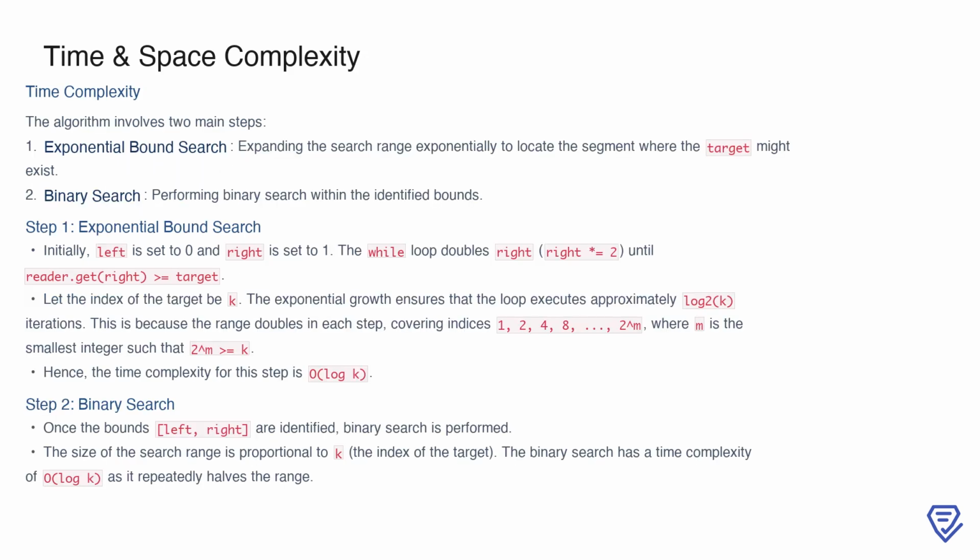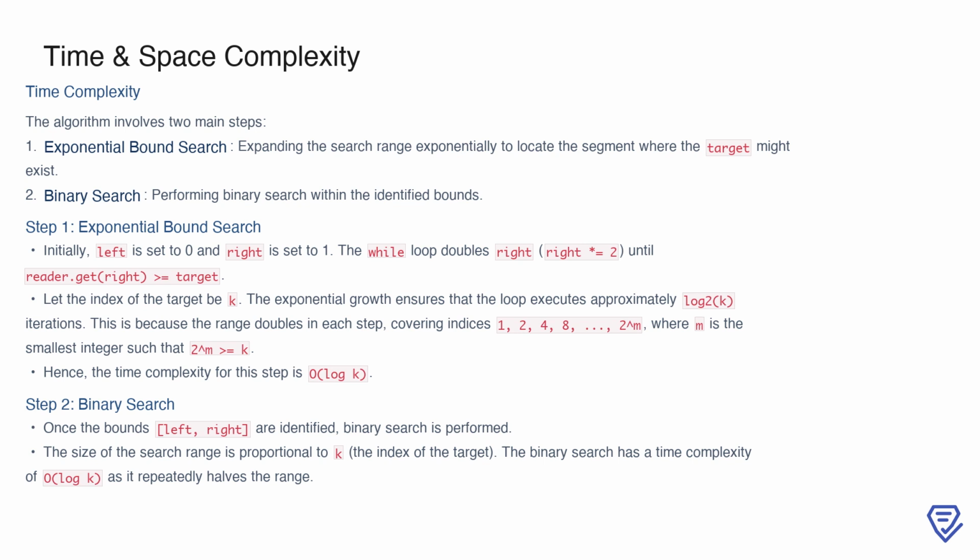In this algorithm, the time complexity is determined by two key steps, the exponential bound search and the binary search. To start, the exponential bound search is used to locate the range where the target might exist. Here, we initialize left to 0 and right to 1, and then repeatedly double the right boundary until the value at that index is greater than or equal to the target. This doubling process ensures that the search expands exponentially, covering indices like 1, 2, 4, 8, and so on. If the target is located at an index k, this step takes approximately log2(k) iterations, because we're essentially finding the smallest power of 2 that exceeds k. This gives the exponential bound search a time complexity of O(log k).